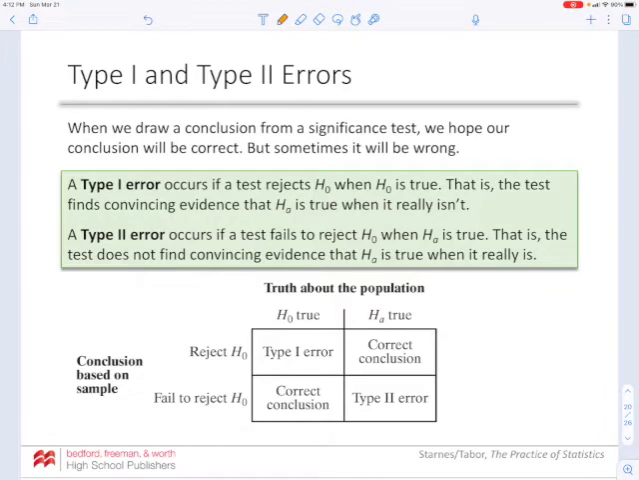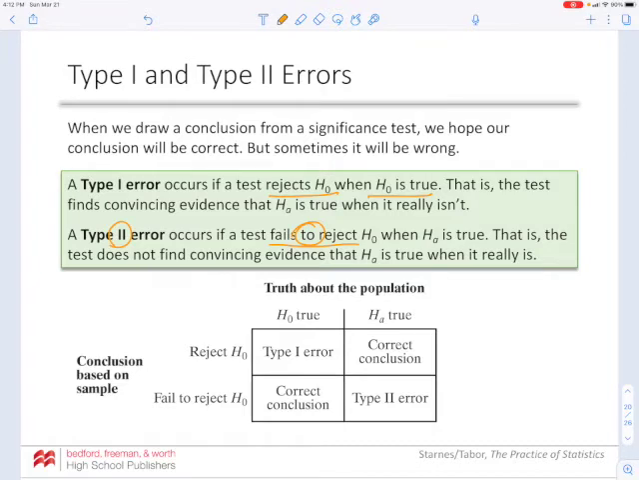A type 1 error occurs when the test rejects the claim, but the claim is actually true. So this is when the p-value is less than alpha, but really something else happened. We should not have rejected it. A type 2 error occurs if we fail to reject when we should have rejected.